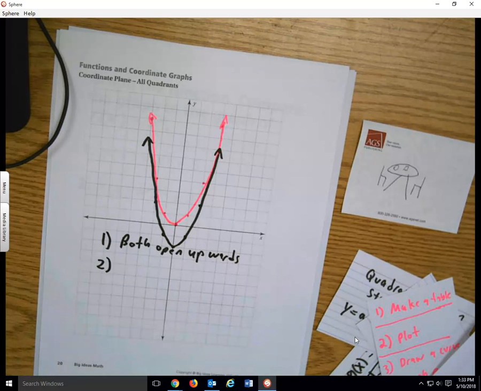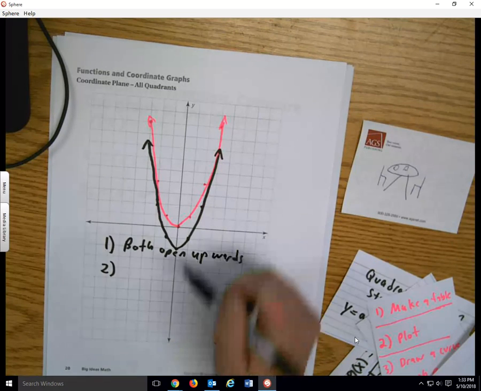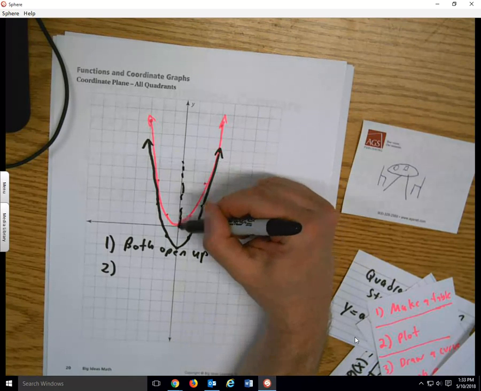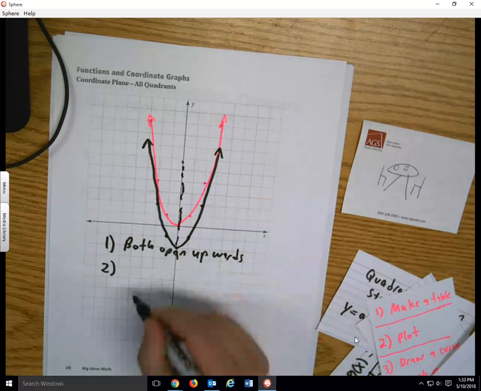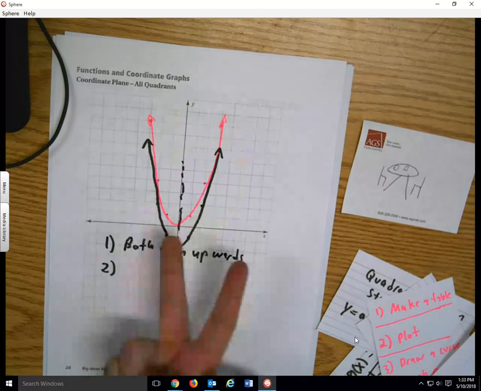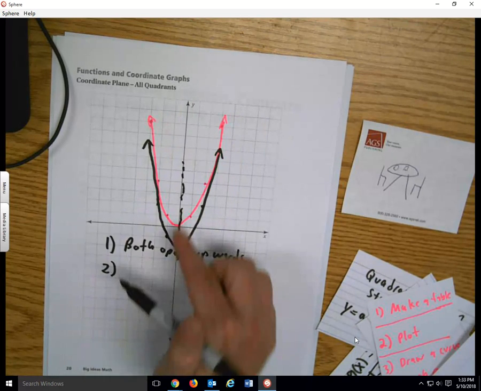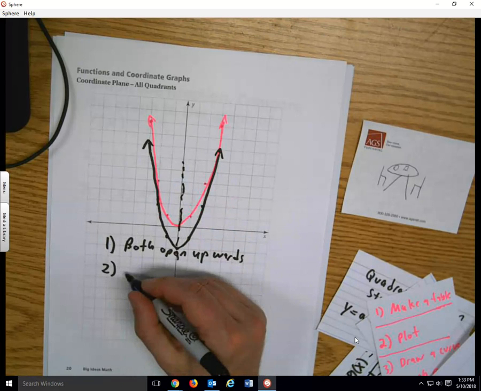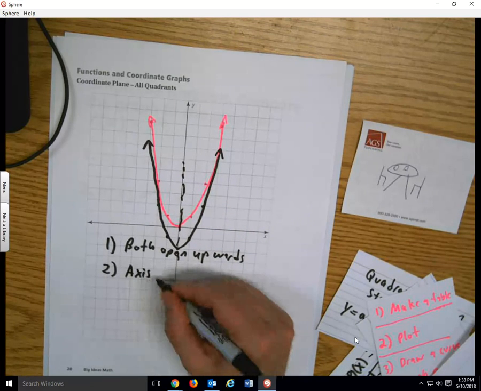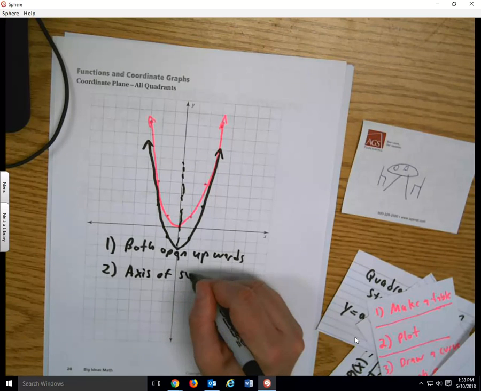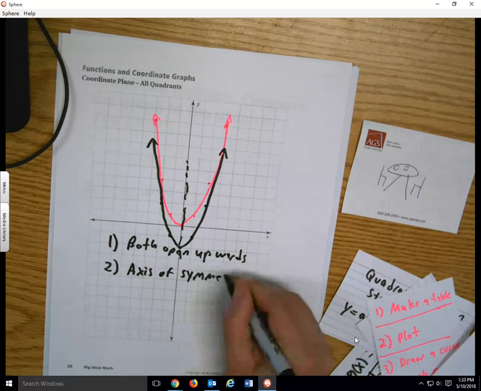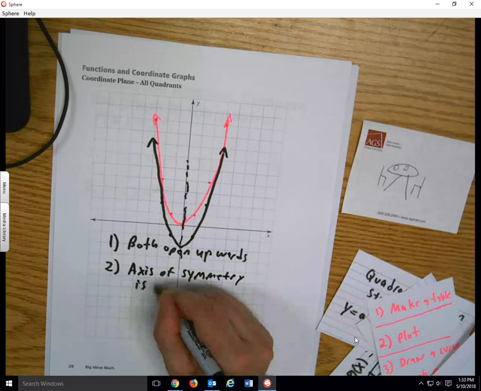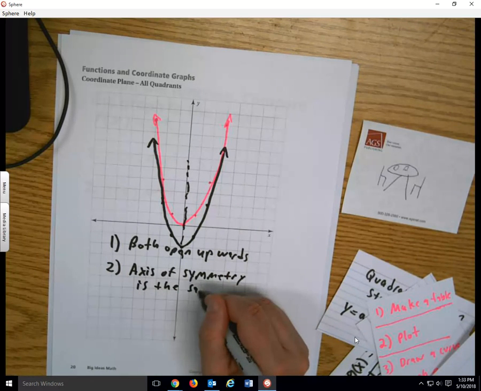What other observations can we make about these parabolas? Well, they have the same axis of symmetry. If you look at them, the middle line down the middle is the same. Because we didn't move it left or right, we only moved it vertically up or down. So the axis of symmetry still divides them in the middle. So we would say the axis of symmetry is the same.